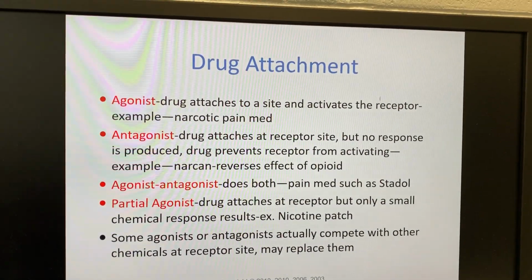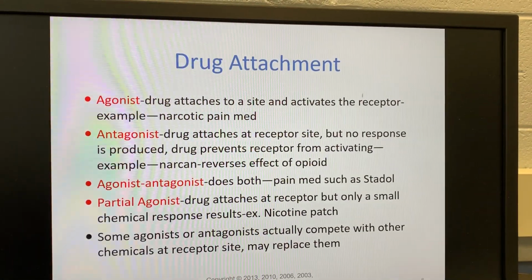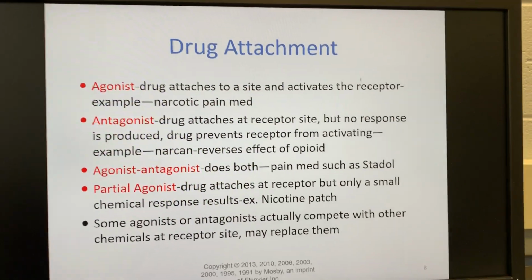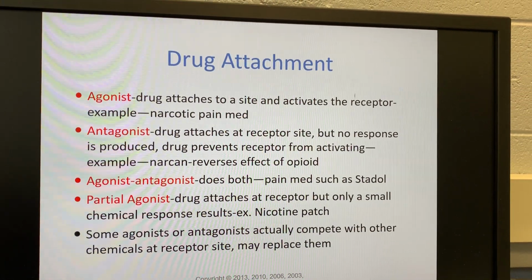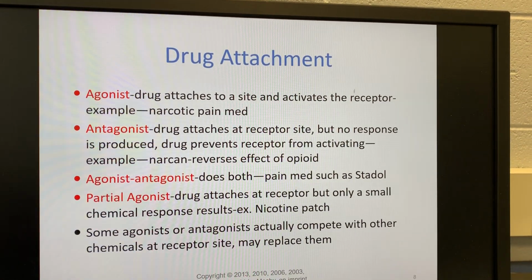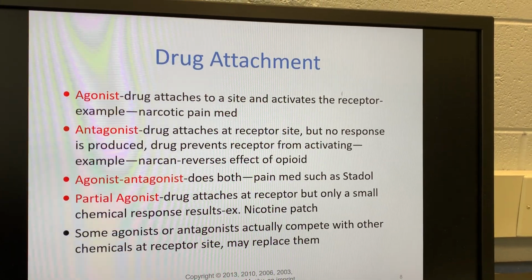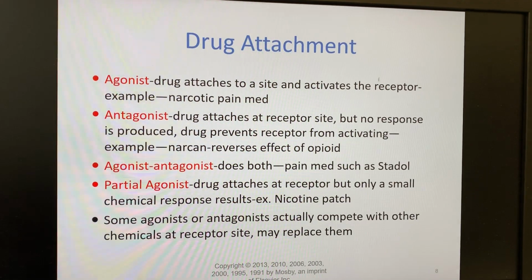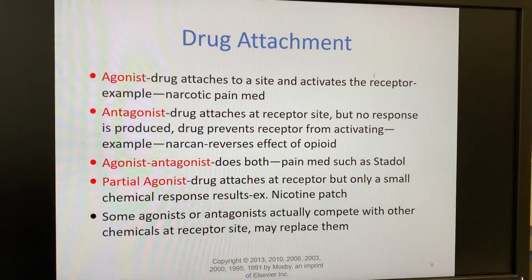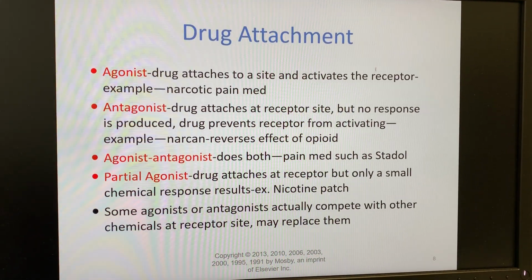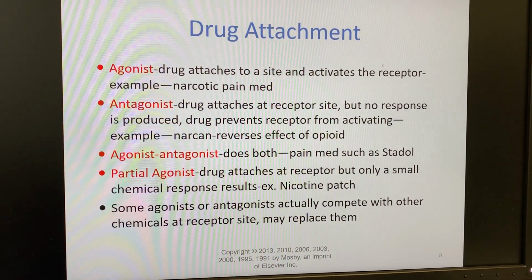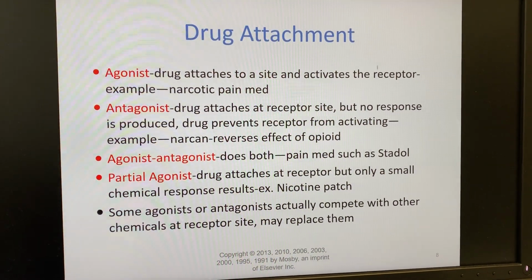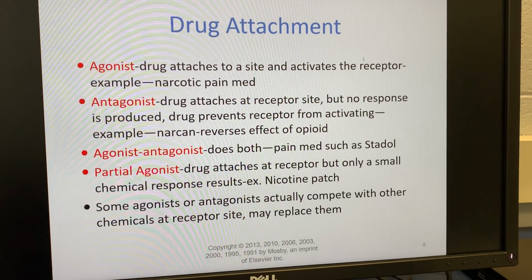When it comes to receptor actions, there are different types of drug attachment, different ways the drug can work. And once again, we can still use the lock and key analogy. We talked about how when a drug attaches to a site and activates the receptor, that allows the drug to have some action on the body.